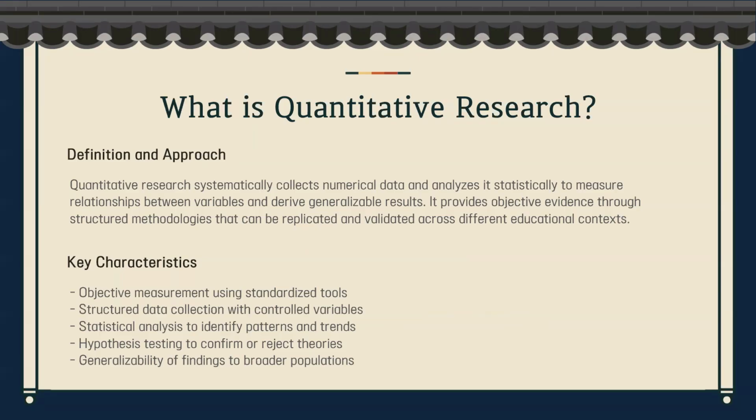So, what exactly is quantitative research? It is a systematic way to collect numerical data and analyze it with statistics. The goal is to get generalizable results and objective evidence. The key characteristics are objective measurement using standard tools, structured data collection, statistical analysis to find patterns, hypothesis testing, and generalizability of findings.